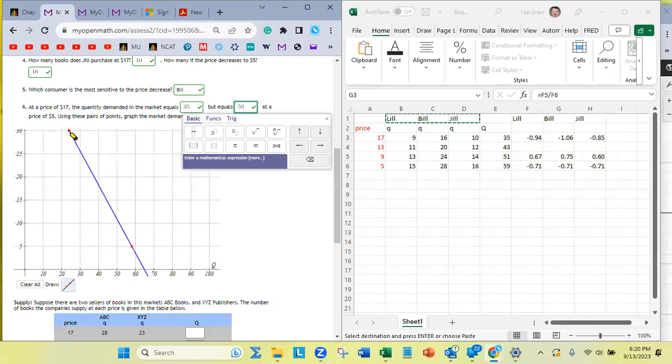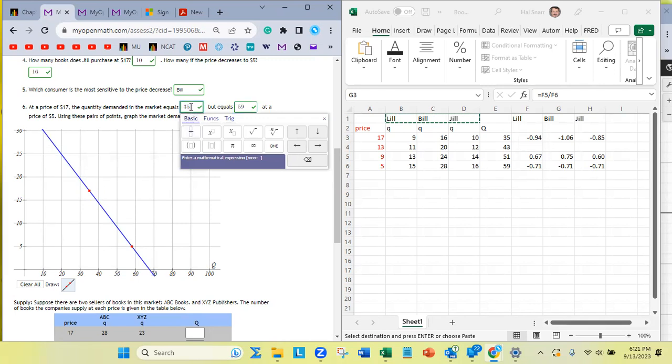The other point is when the price is 17, the participants of the market collectively demand 35. So 17, so this right here is a price of 15 and a quantity demanded of 30. But we want to be at 35, right? 35 is going to be smack dab in the middle of 30 and 40, right? That's 34, that's 35, and that's 36, right? So there's 35. And we want to go up 2 from 15. So there's 16, and there's 17, right? And what I'm going to do is I'm going to click on the cell.